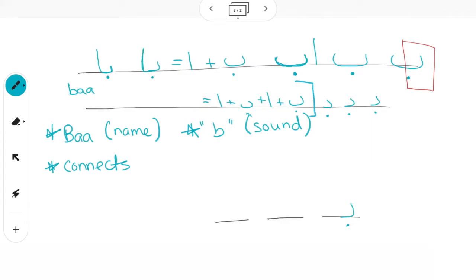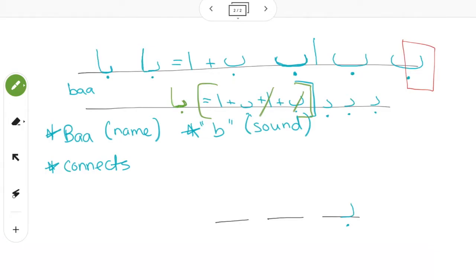Okay, so the first ba that we have here, I'll do it in a different color so it stands out. The first ba that we have here is initial position because it's the first letter. Then it's connected to an alif. So alif connects with a connecting line and a straight line up. So now we've got the alif. Now I've got another letter ba.